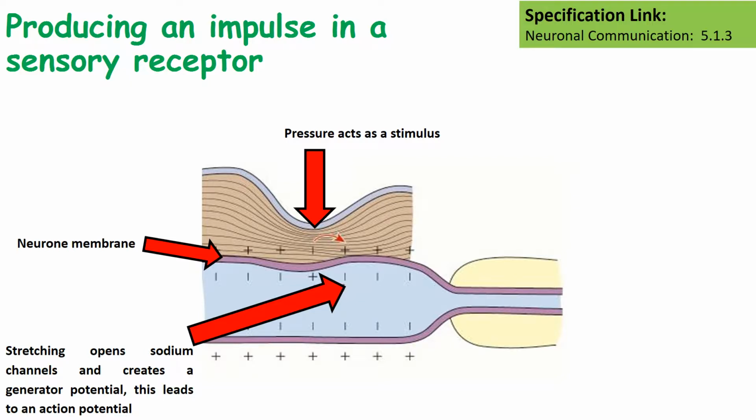Three main areas when looking at the Pacinian corpuscles at the end of sensory neurons are where pressure acts as a stimulus, the neuronal membrane, which has a charge of minus 70 millivolts at resting state, and the fact that stretching opens sodium channels and creates a generator potential, which furthermore leads to an action potential.